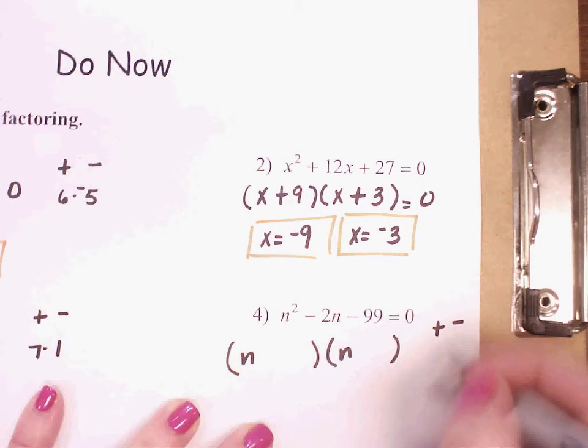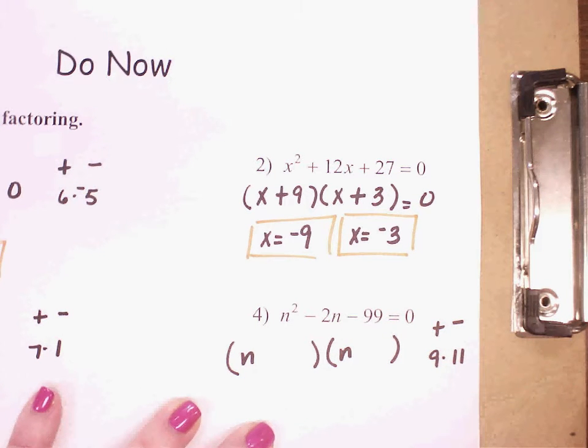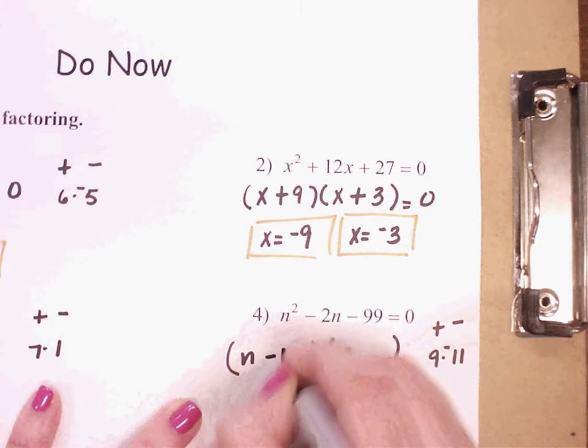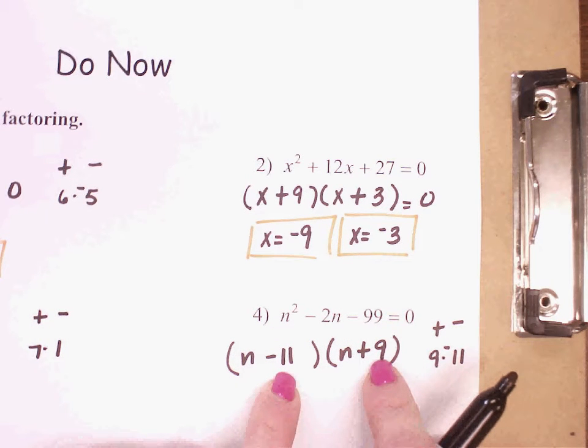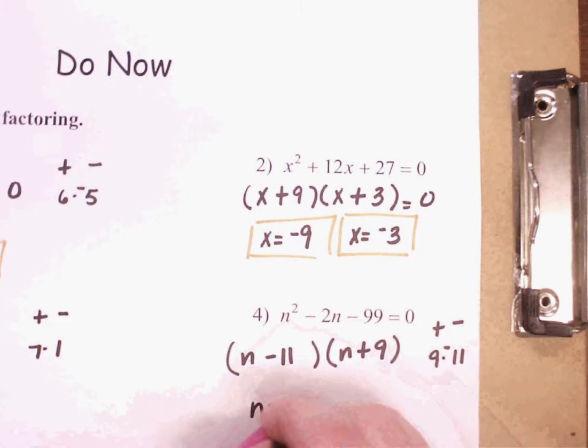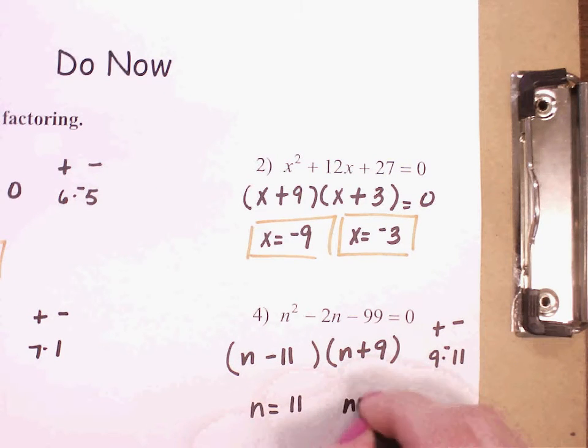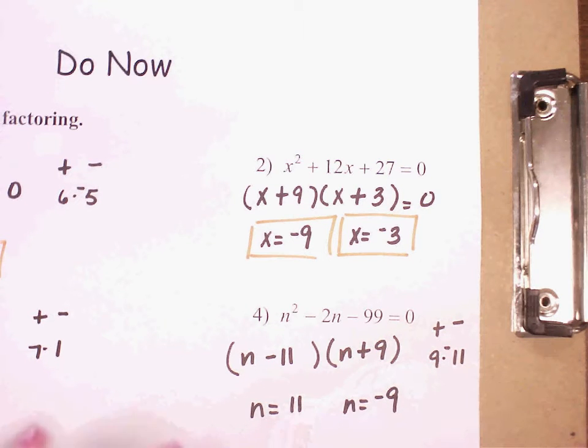9 times 11. Very good. And which one needs to be positive or which one needs to be negative? The 11 needs to be negative. So minus 11 plus 9. When you multiply, that's negative 99. When you take away, that's negative 2. So n equals what? 11, and n equals negative 9.